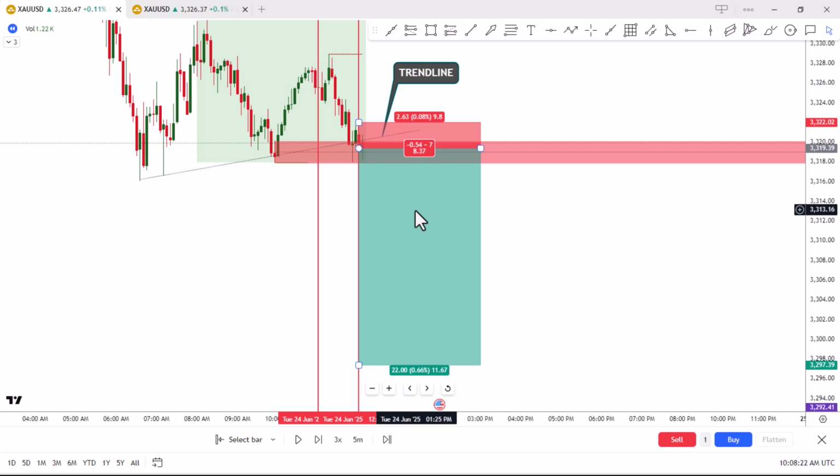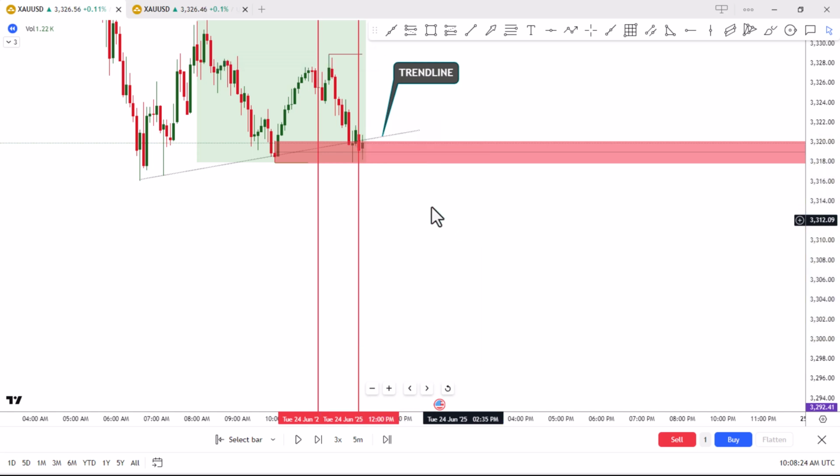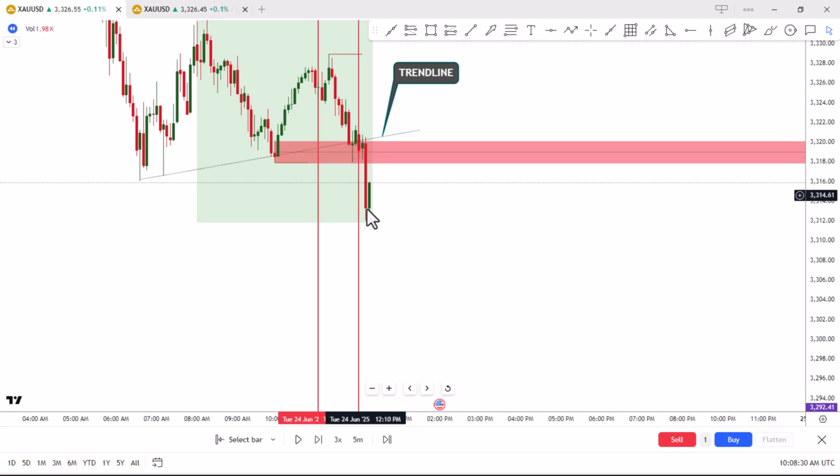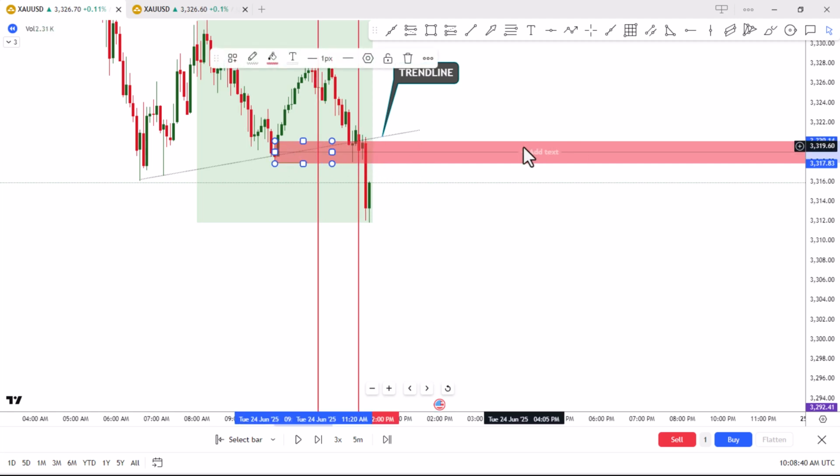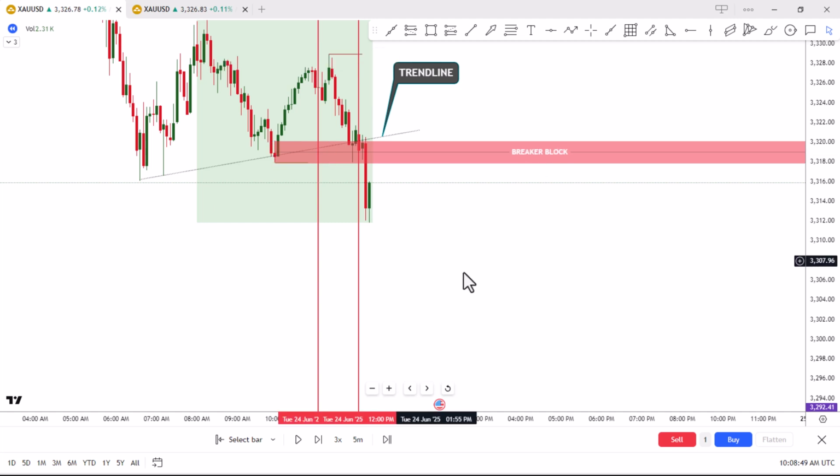Let's look at the other block too. What actually happened with this other block? So let's see what happened. Now, obviously, you can see that price broke through that last order block, making this now become a breaker block. I don't know whether you know about this, but when price breaks through an order block, it makes it a breaker block. So this now becomes a breaker block. What does a breaker block mean? Meaning an order block has been violated.